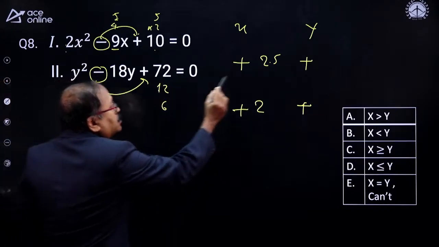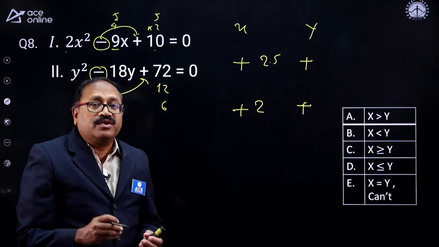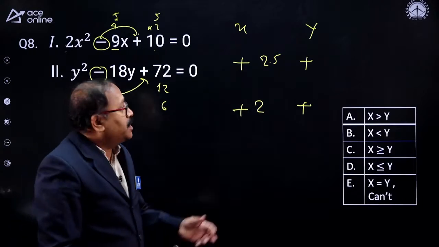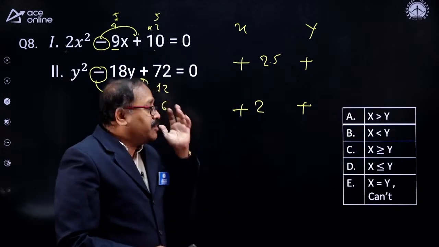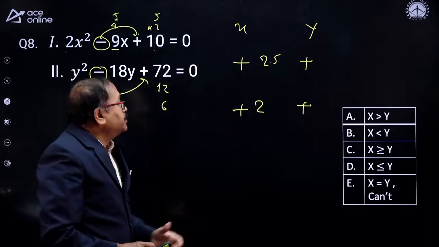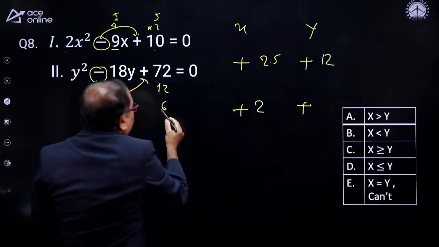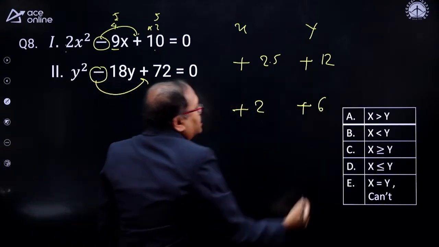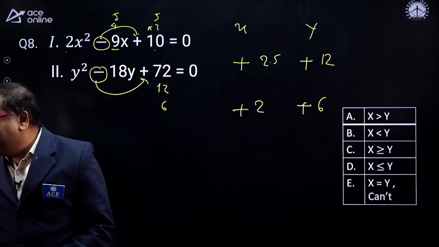So the first number should be written first, as both are in plus. In whichever order you write, it does not matter. But if the first one is minus and the second one is plus, you need to always remember that the bigger number should be placed first. So that is 12. Here you are getting 12 and here you are getting 6. You need to decide, and I am sure you will be able to answer the question.